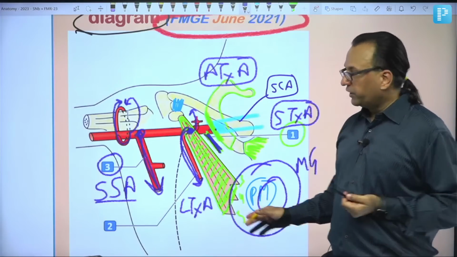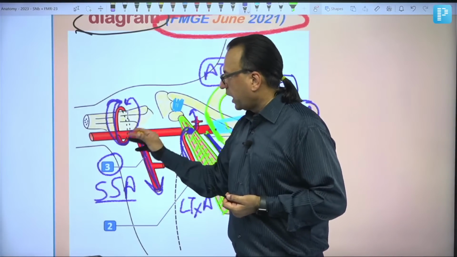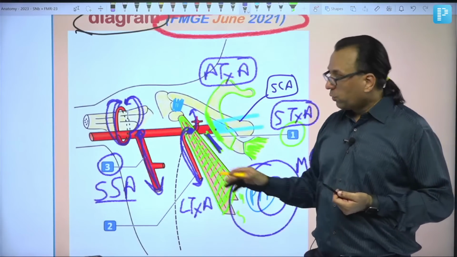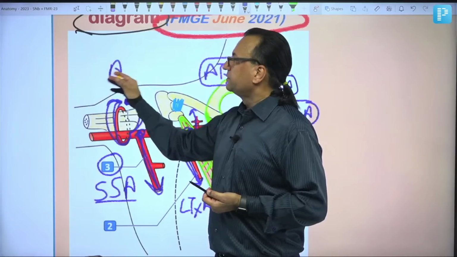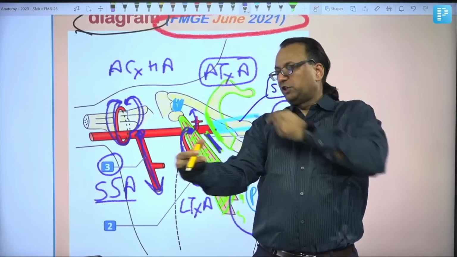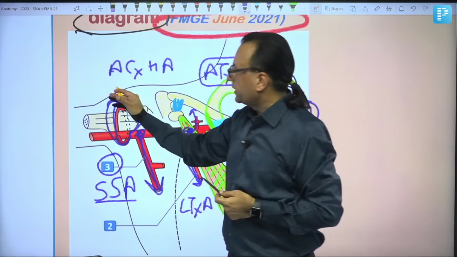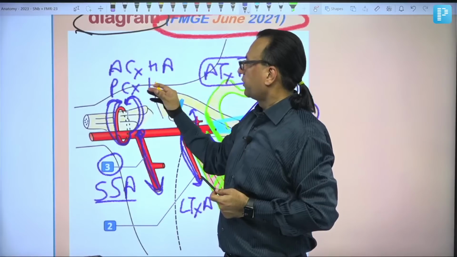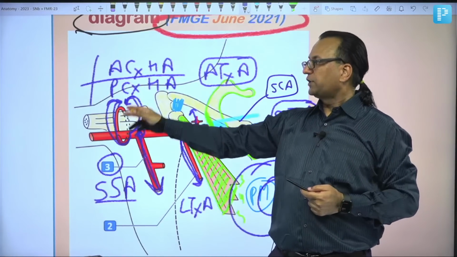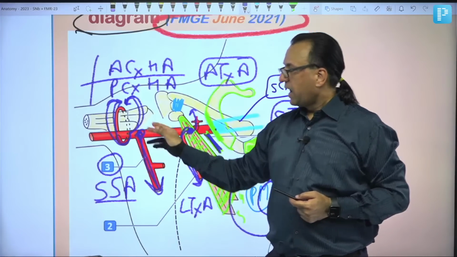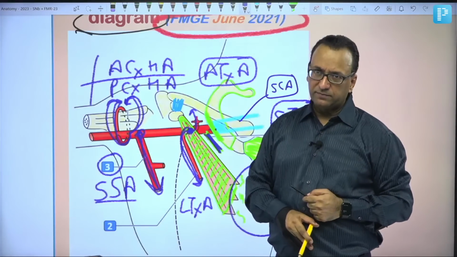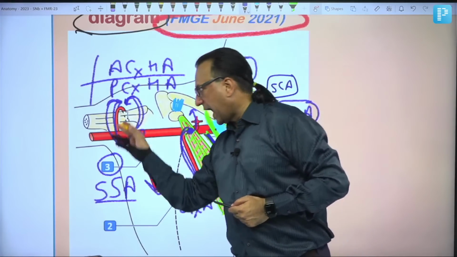The branches which are supplying humerus anteriorly and posteriorly, they don't supply mammary gland. So what are the names of these branches? Anterior circumflex humeral artery, because they are going circumferentially around the surgical neck of humerus, and posterior circumflex humeral artery. So you are telling that there are anterior and posterior circumflex humeral arteries coming from the third part of axillary artery and going around the surgical neck of humerus with the axillary nerve? Yes, with the axillary nerve.